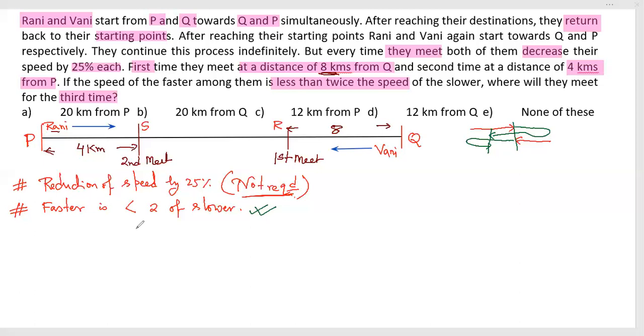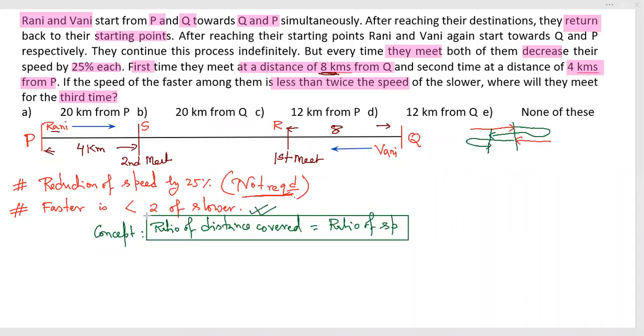Now I want to use the concept, which is the ratio of distance traveled is equal to the ratio of speed. And we can see this is a very important concept. Whenever we are considering both times, the ratio of speed will be the same. First meeting, second meeting.